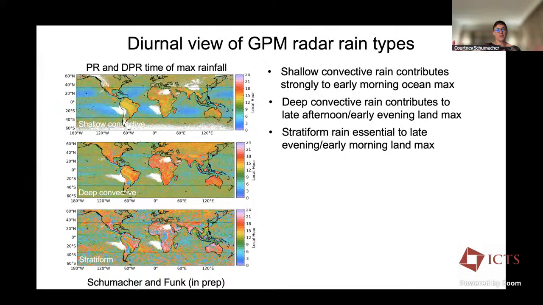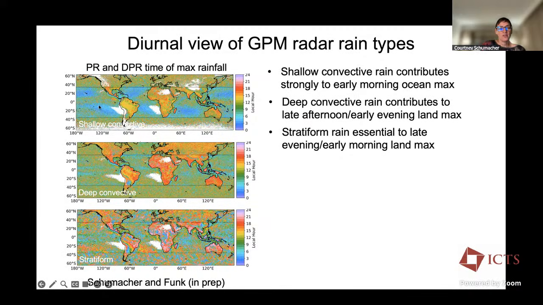My last results per se, again, these are all personal views. There are so many observations of convection and MCSs out there, but I wanted to talk about the diurnal variability of these different rain types. I think we all know that the diurnal cycle varies over land and ocean, but it also depends on what cloud type you have. So for example, this is the time of maximum rainfall for shallow convection, deep convection, and stratiform rain observed by the GPM radar. The blues are the early morning, greens are later morning, yellows are early afternoon, and these reds get into a later afternoon, early evening.